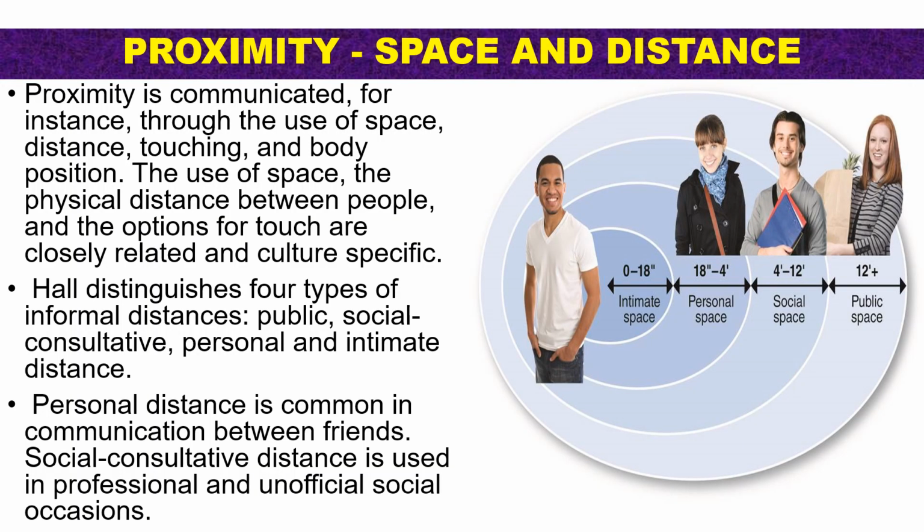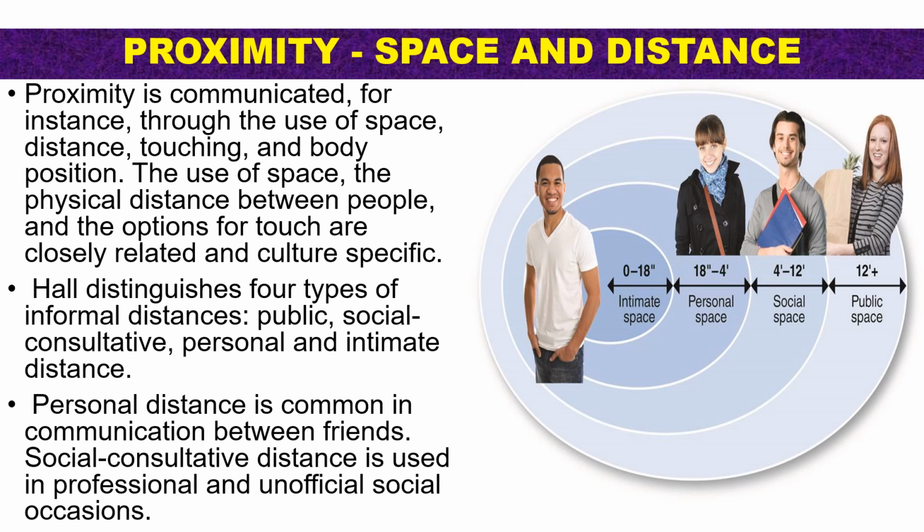Proximity. Proximity is communicated, for instance, through the use of space, distance, touching, and body position. The use of space, the physical distance between people, and the options for touch are closely related and culture specific. Hall distinguishes four types of informal distances: public, social, consultative, personal, and intimate distance. Personal distance is common in communication between friends. Social consultative distance is used in professional and unofficial social occasions.